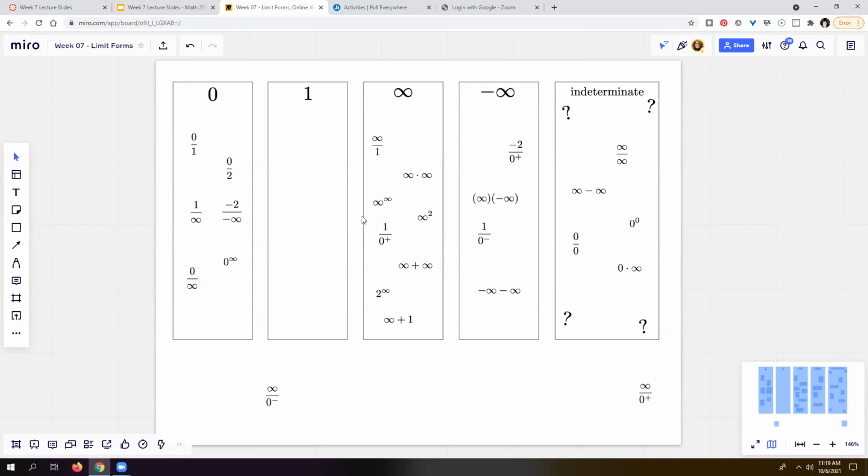This is really important to be able to do this, because when you do a limit, think about what happens in the flow chart. The first thing you do is you plug in. And if you're letting like x go to infinity or something, you're going to get stuff like this.